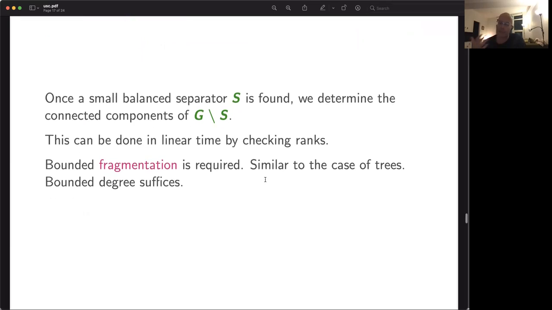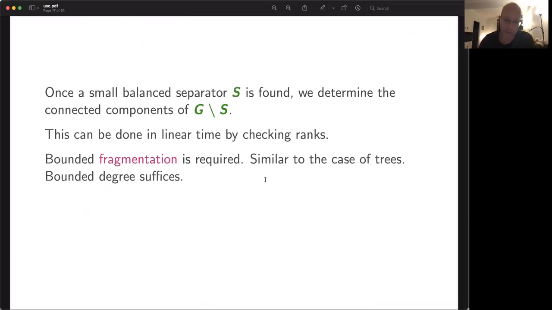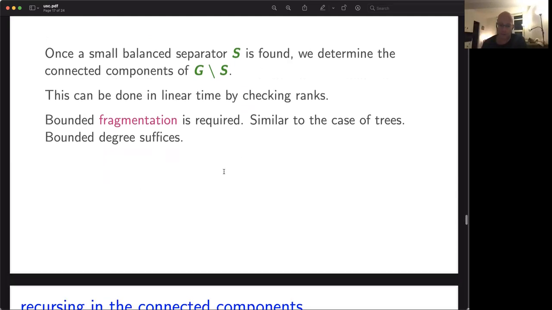And again, we need something like the bounded degree condition. Actually, we don't really need bounded degree. We just need bounded fragmentation, meaning that by removing a subset of size k, the graph doesn't decompose into too many pieces, but bounded degree is sufficient.